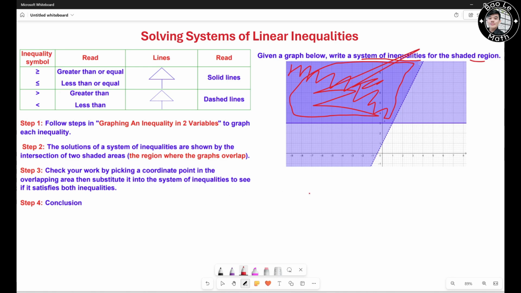Alright, so we recall the Christmas tree trick. If the line is going up like this, the equation should be y equals mx plus b. If the line is going down, y equals mx plus b, but the slope is negative, right? If it's a horizontal line like this, y equals the y-intercept. If you see a vertical line, x equals the x-intercept.